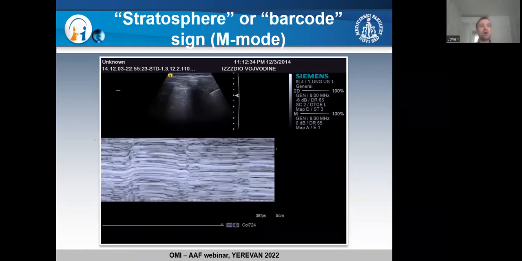When there is no lung sliding, so when there is an absent lung sliding sign, you will see this stratosphere, or I like it more, barcode sign, like those barcodes you get in the shops.